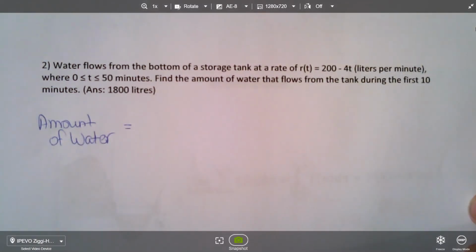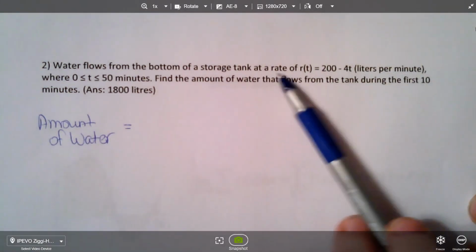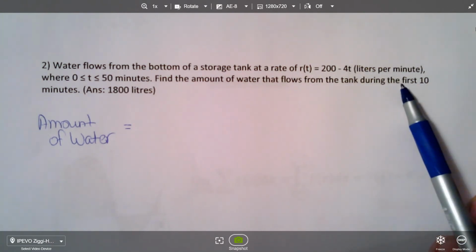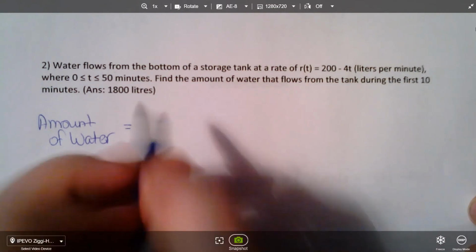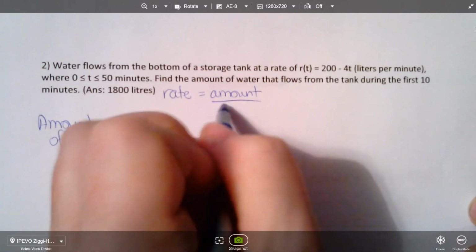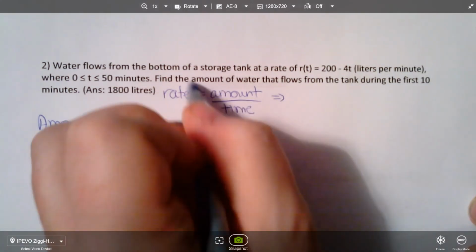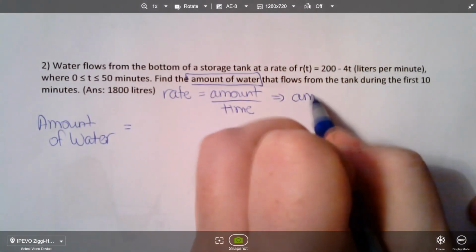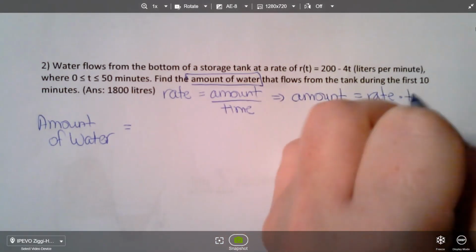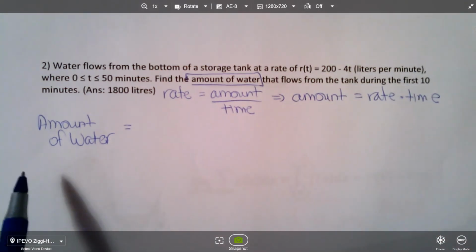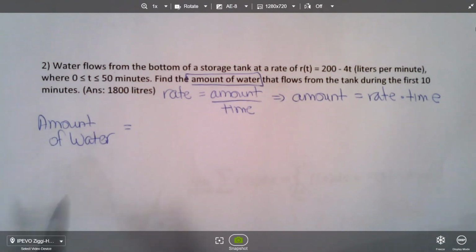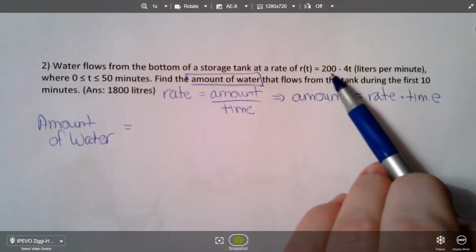One of the things we learned in that first PowerPoint was that if we know the rate and the time frame in which we want it to happen, we can figure out the amount, because rate equals amount over time. So if we want the amount of water, it should equal rate times time, otherwise known as area under the curve. So to find the amount, we're going to take the area under the curve of the rate function.